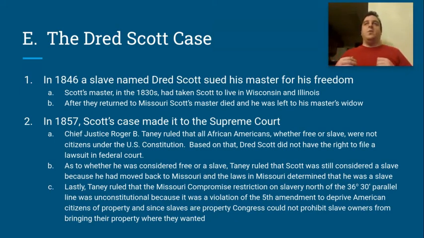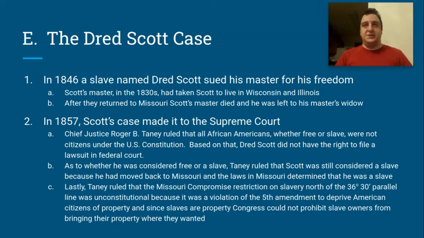So what he is doing is making it possible for slaves to continue to be stuck in slavery no matter where they're brought in the United States. And the laws of that particular state do not apply if they are brought as a slave and considered property. So he throws out Dred Scott's case because he says that Dred Scott is not a citizen according to the Constitution, and he further ruled that he's still considered a slave because he moved back to Missouri, and Missouri was his final destination.